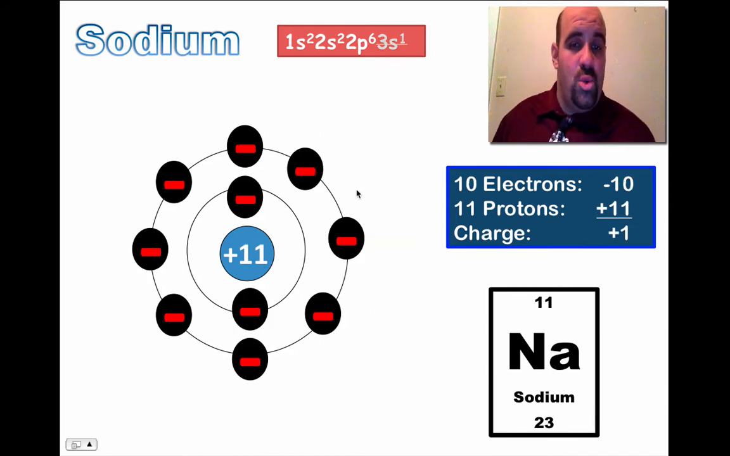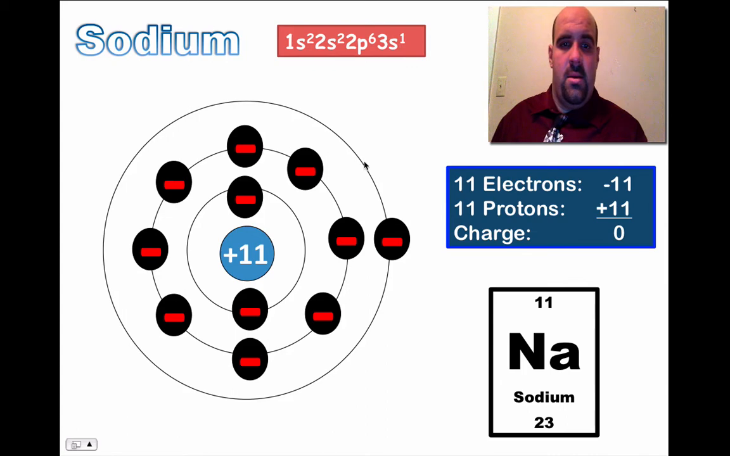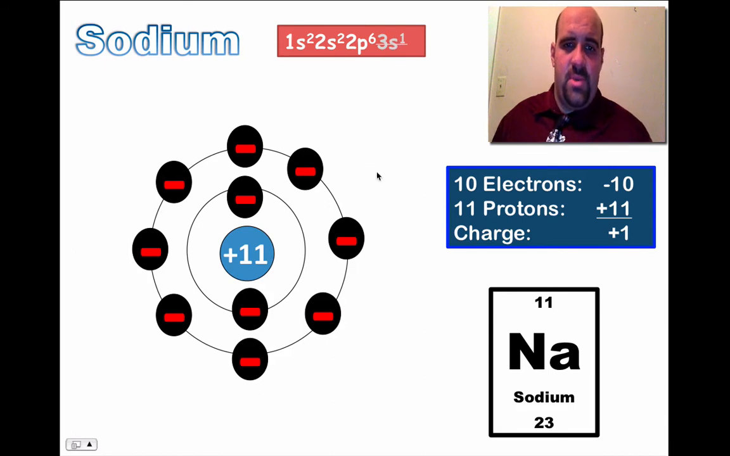If sodium loses that electron, this electron right here, it loses it as a 3s1. That 3s1 is gone. It loses its electron. Now it has a full outermost energy level. And again, you can say now this sodium atom has 10 electrons, minus 10 charge. Still has 11 protons. Proton number cannot change. That's a plus 11 charge. The overall charge of this metal is going to be a plus 1.